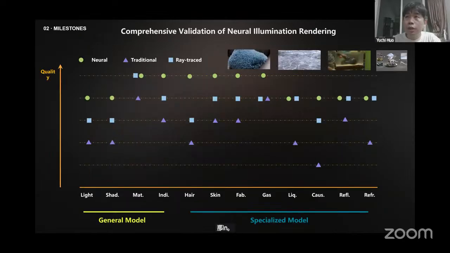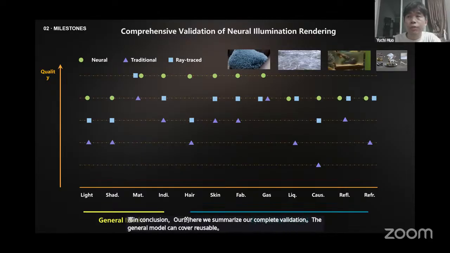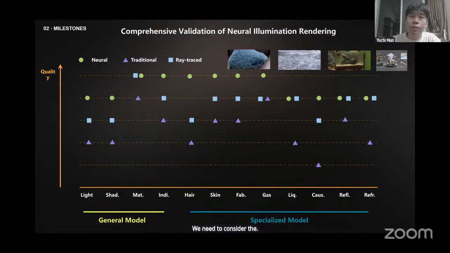In conclusion, here we summarize our complete validation. The general model can cover reusable illumination behavior, such as the lighting, the shadow, the material, and indirect illumination. For other effects, we need specialized models for now, and maybe we can make a generalized model someday. But we need to consider the trade-off between real-time performance and quality in real-time rendering.